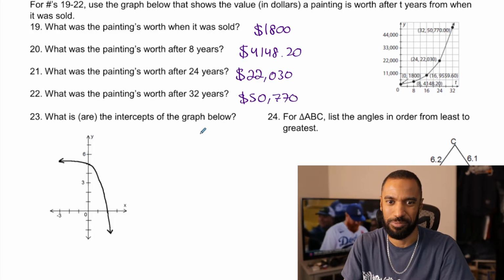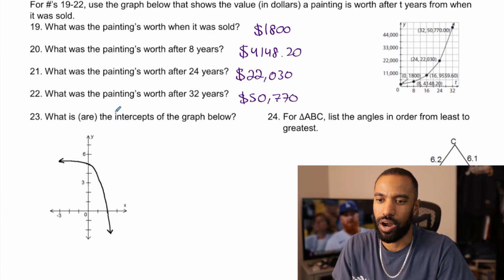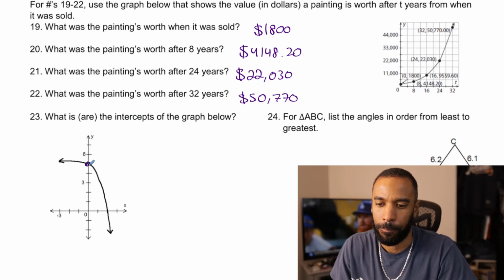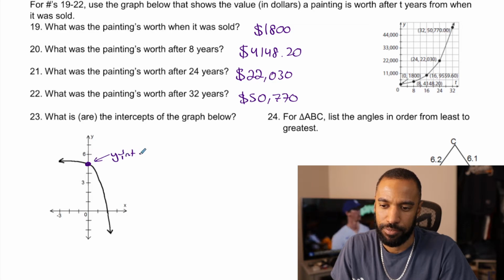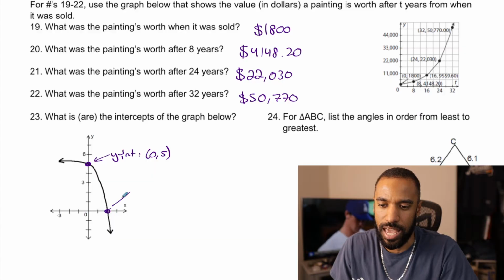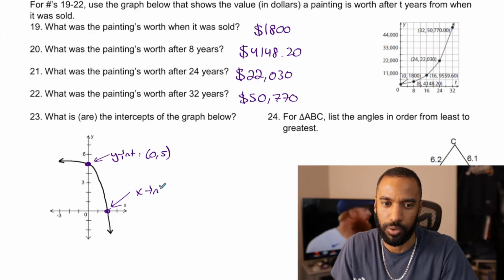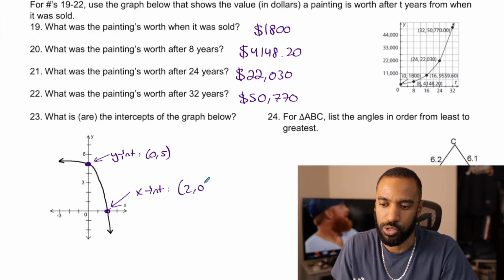That's it. Pretty easy. What is or are the intercepts of the graph below? This is the y-intercept at 5, or (0, 5). You just might say 5. This is the x-intercept. I guess we're just interpreting graphs on these. X-intercept at 2, or (2, 0).